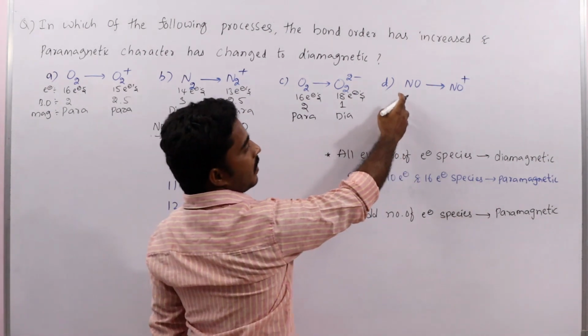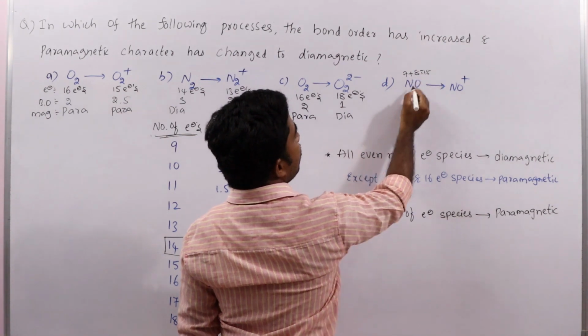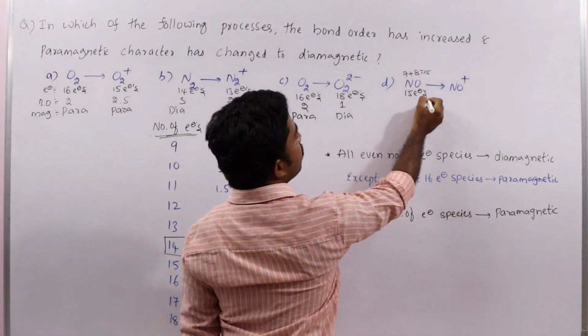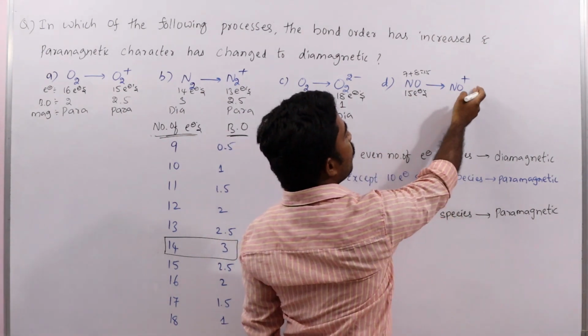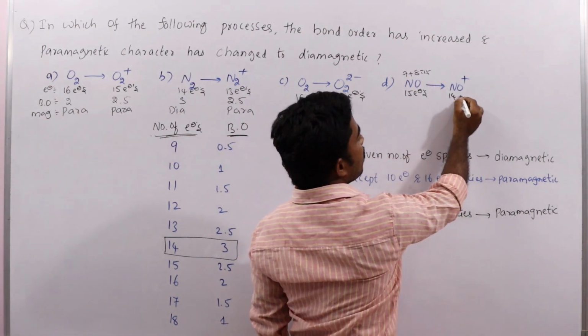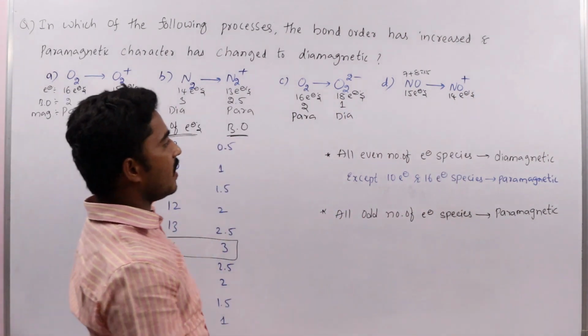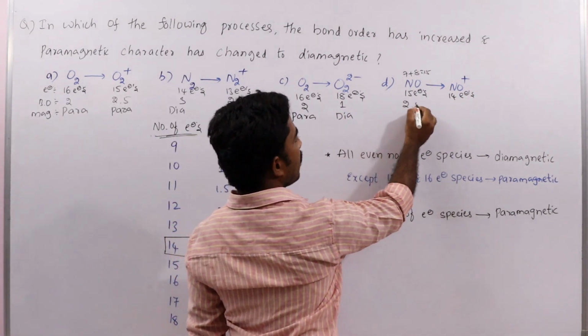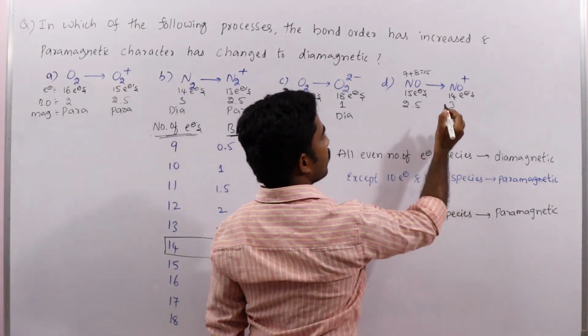Next NO, nitrogen with 7 and oxygen with 8, totally 15 electrons are there. NO plus: when NO has 15, NO plus has lost an electron, that's why 14 electrons. The 15 electron species has bond order 2.5, and the 14 electron species has bond order 3.